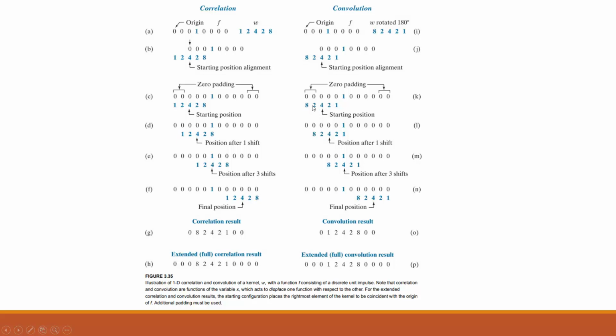Similarly, when we move one position in this direction, 8 into 0 is 0, 2 into 0 is 0, 4 into 0 is 0, 2 into 0 is 0, 1 into 1 is 1. So the overall summation is 1, and the second place is 1. If we move further in this direction, for example after 3 shifts, 4 into 1 is 4, and the rest of the elements become 0. So the third position is 4.